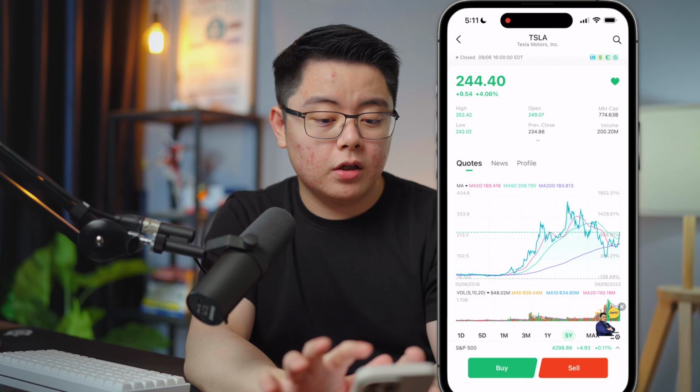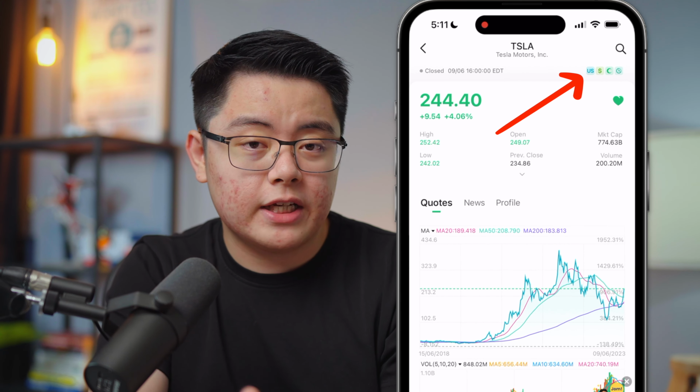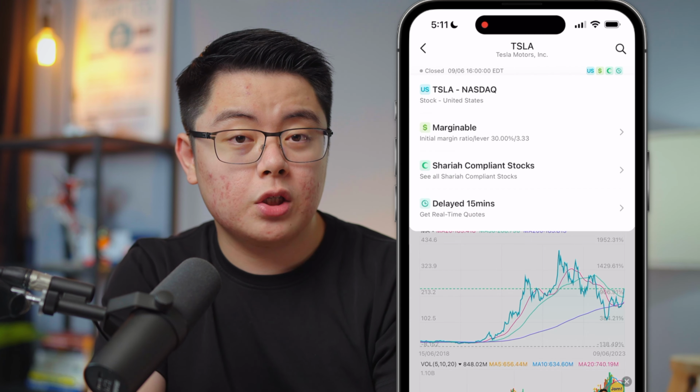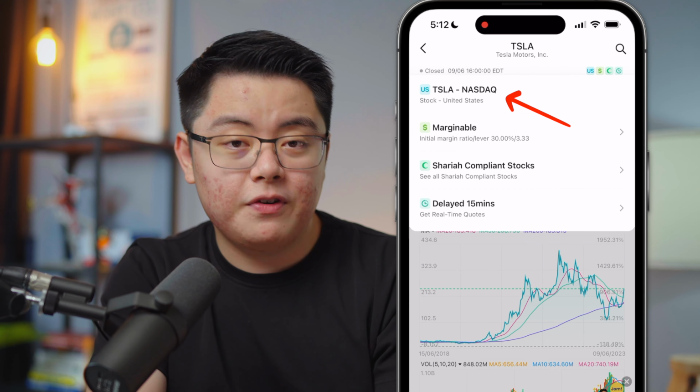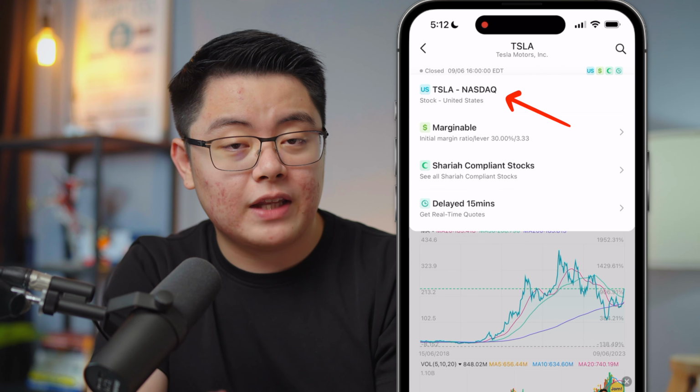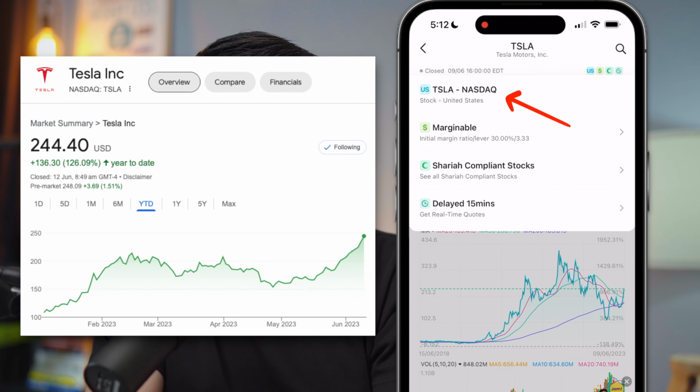And at the top right hand corner, you can see that there are a few icons there. Tap into it and it will reveal additional info about this stock. And the first one would be the ticker symbol of Tesla, and it is listed on the Nasdaq Stock Exchange.